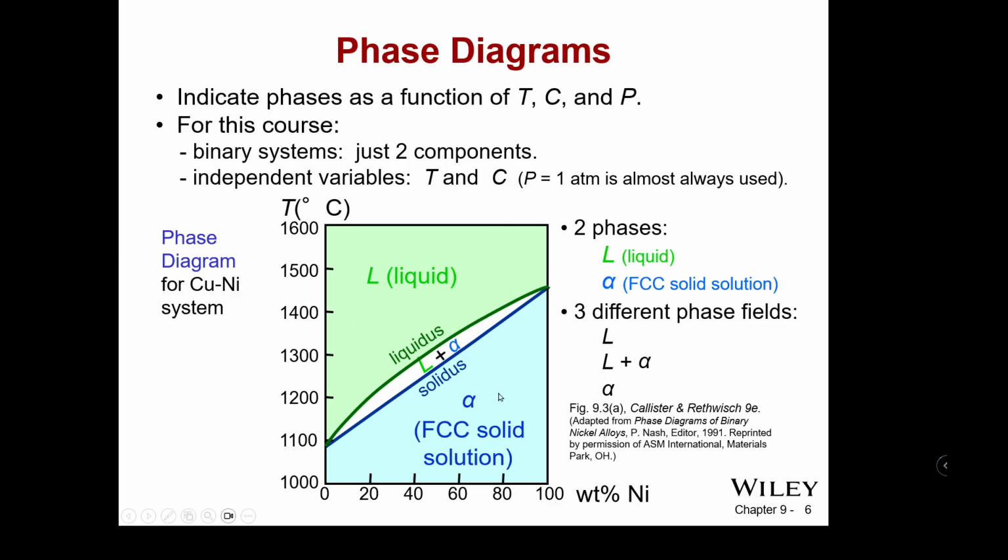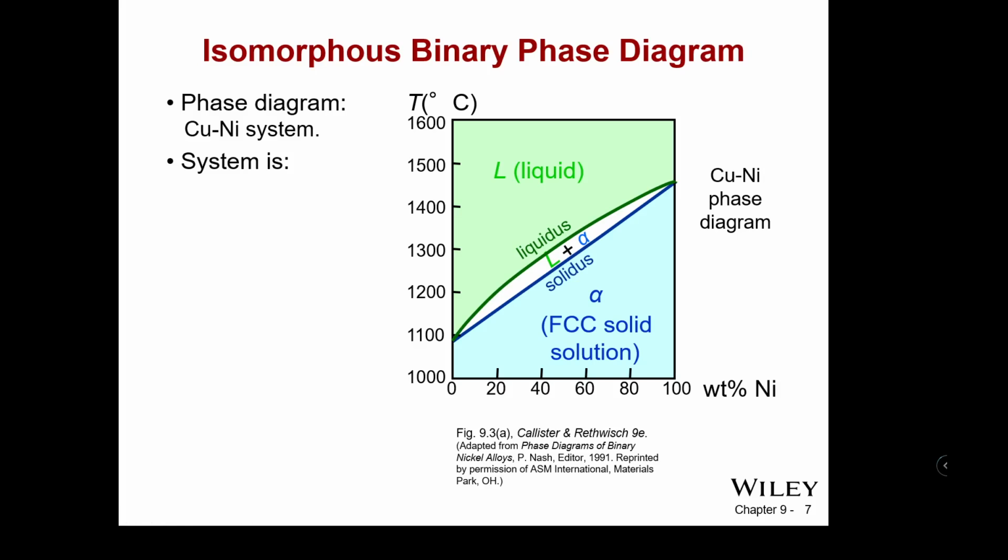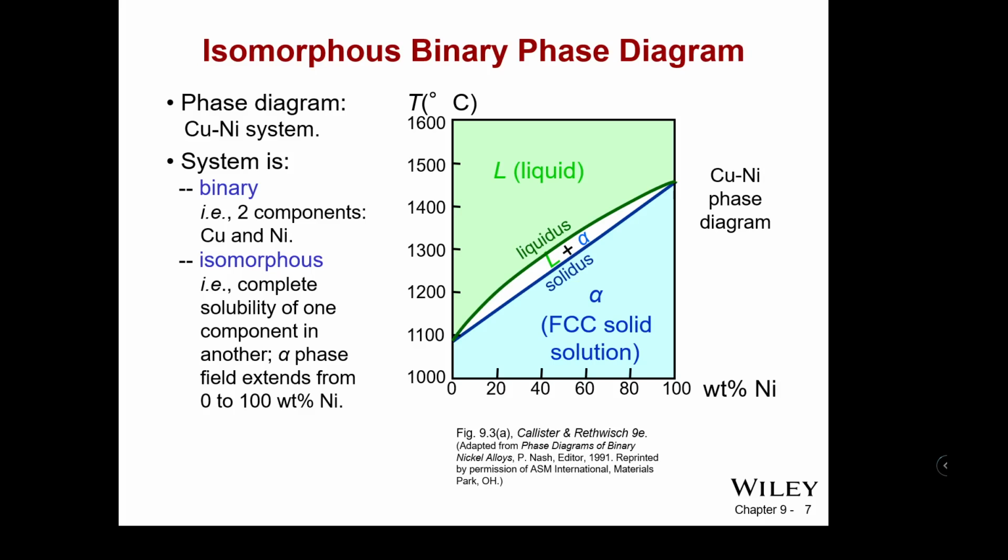So we can understand some different things that are going on. We have our solid, our alpha, we have our solid plus liquid, alpha plus L, and we have liquid. So this is a simple example for the copper nickel system. It's binary, it has two components, and it is what's called isomorphous, meaning that the complete solubility of one component in another component is possible. So alpha extends from 0 to 100 weight percent nickel.